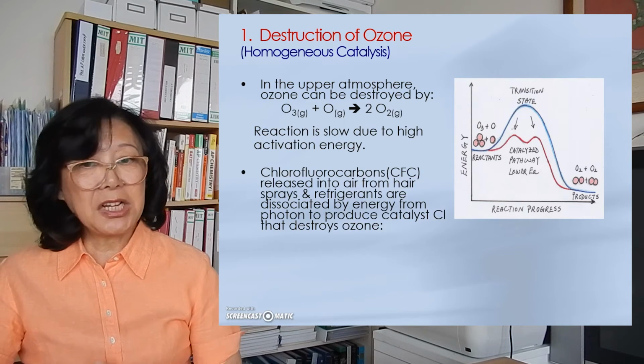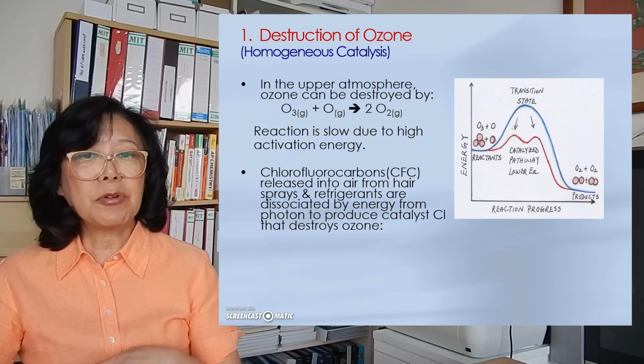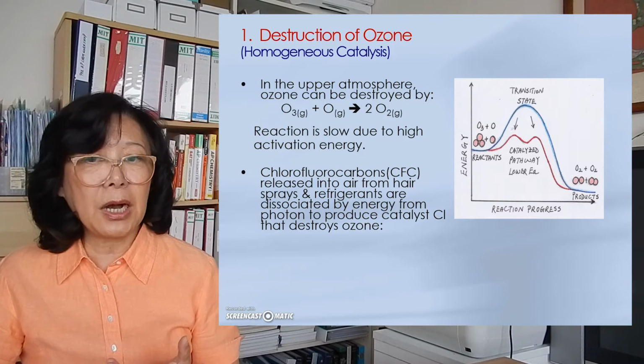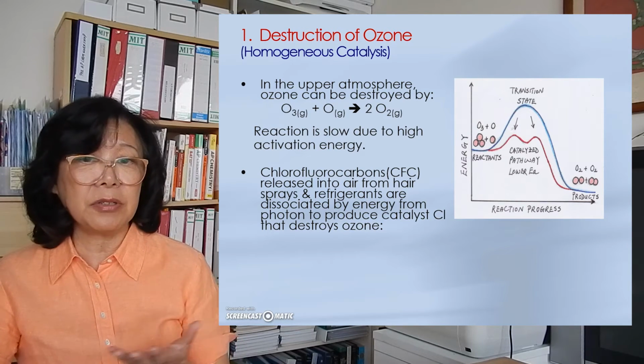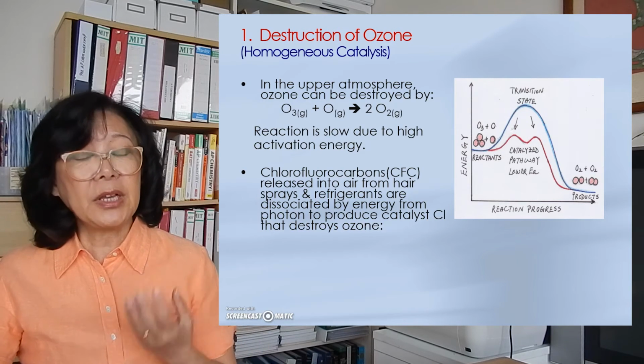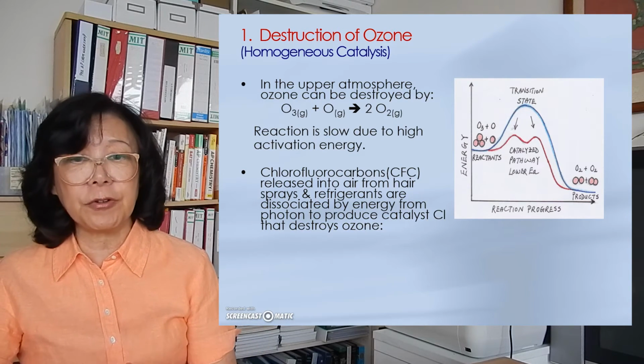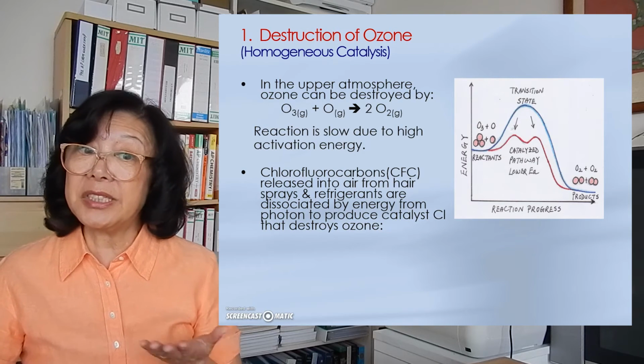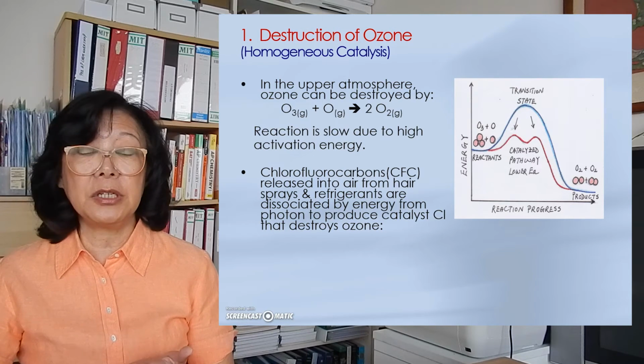However, with the hairspray that we're using, it can release chlorofluorocarbons, CFCs, into the air, into the upper atmosphere, and similarly with the refrigerant. Now, they can be dissociated by energy from a photon to produce the catalyst Cl that would destroy ozone in the following manner.